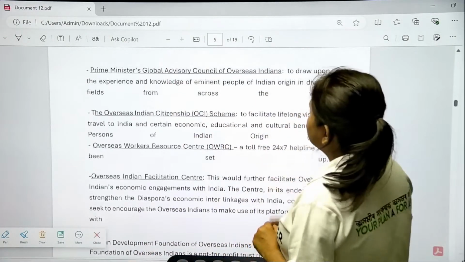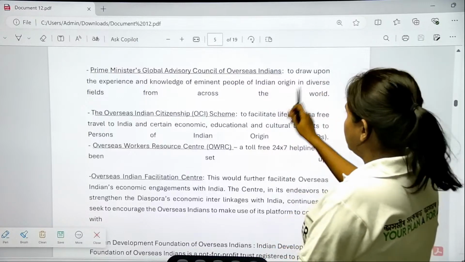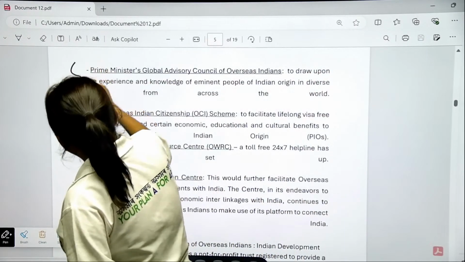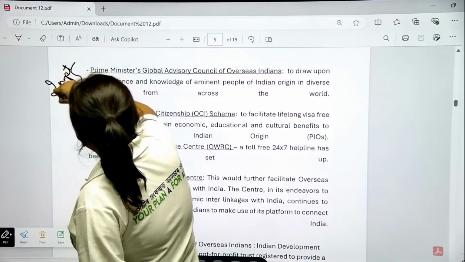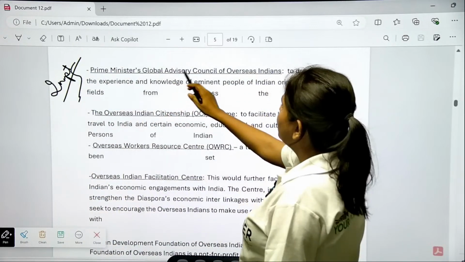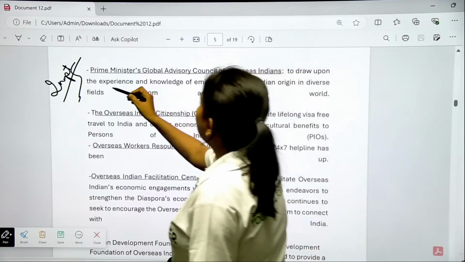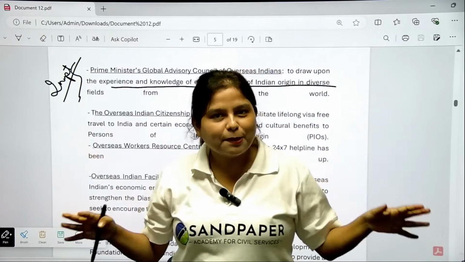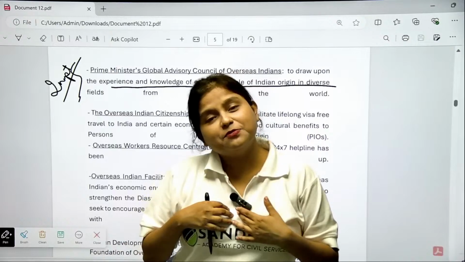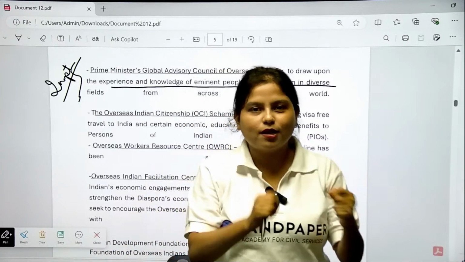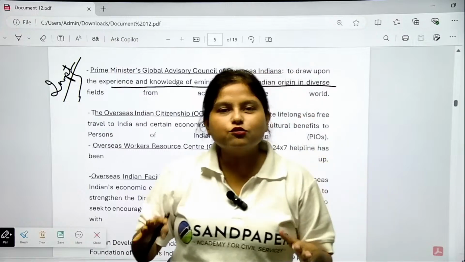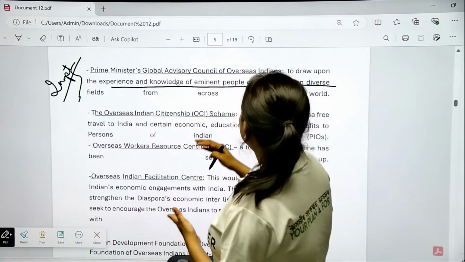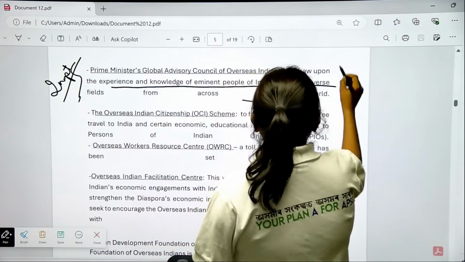Second scheme we have is the Prime Minister's Global Advisory Council for Overseas Indians, to draw upon the experience and knowledge of eminent people. It is very important. It is a scheme to draw upon the experience and knowledge of eminent people of Indian origin. Sometimes we feel very proud that a certain CEO is ours. But they have knowledge, what merit they have, technology, know-how they have. In order to bring that to us, this is one of the schemes.